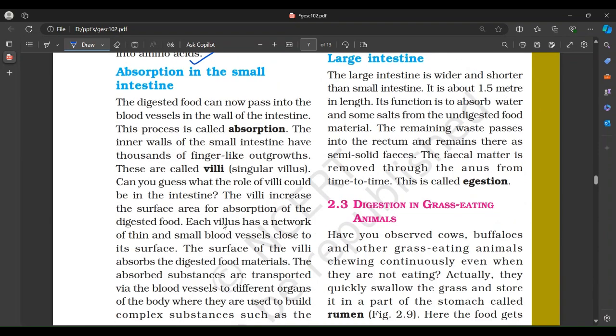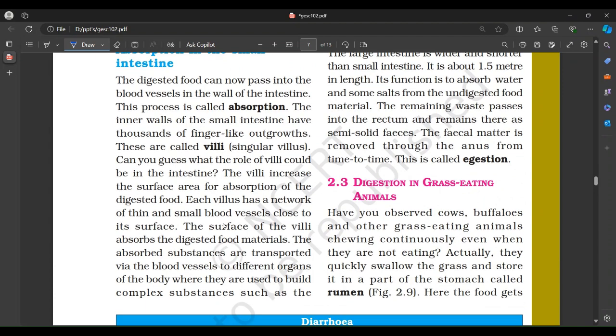So now how does it happen? Absorption in the small intestine. So remember, your nutrients are getting absorbed in the small intestine. The digested food can now pass into the blood vessels in the wall of the intestine. This process is called absorption. The inner walls of the small intestine have thousands of finger-like outgrowths. These are called villi. Singular, in single form, we will say villus. Can you guess what the role of these villi is? The villi increase the surface area for the absorption of the digested food.